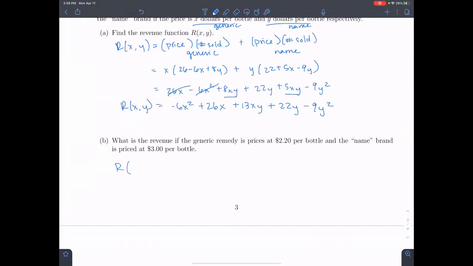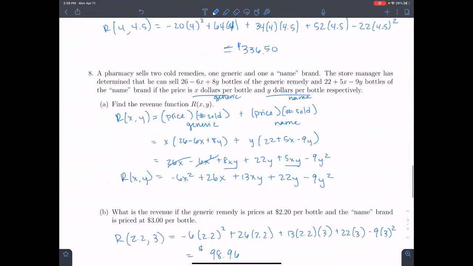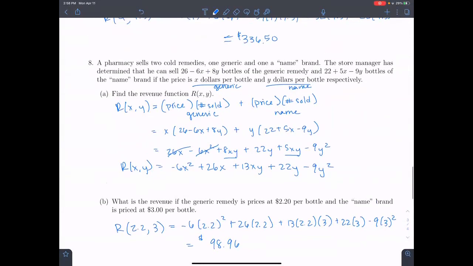So then this wants us to do R of 2.20 for the generic and $3 for the name brand. So negative 6 times 2.2 squared plus 26 times 2.2 plus 13 times 2.2 times 3 plus 22 times 3 minus 9 times 3 squared. And when you type that into a calculator, I got $98.96. And that is multivariable functions. Let me know if you guys have any questions about that.